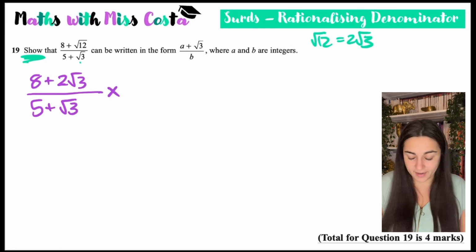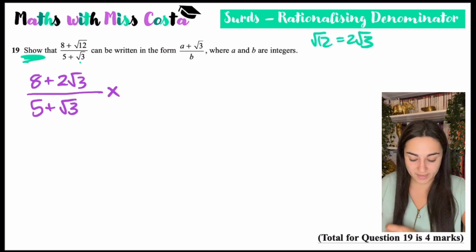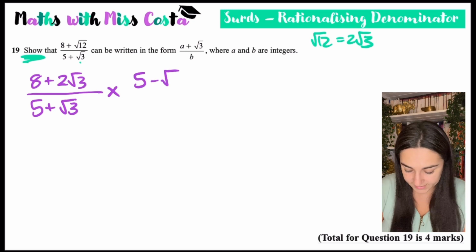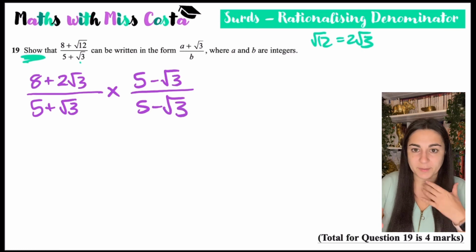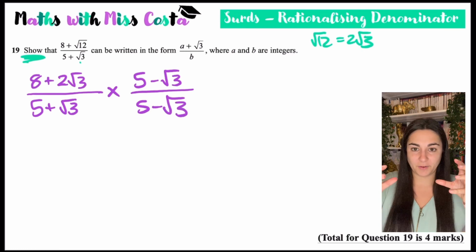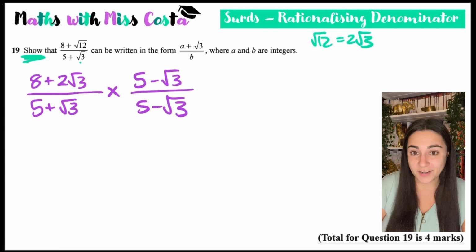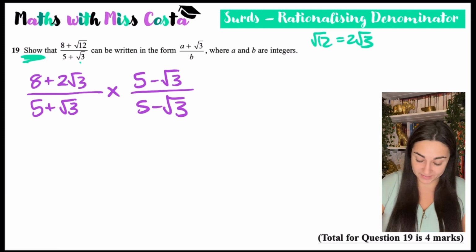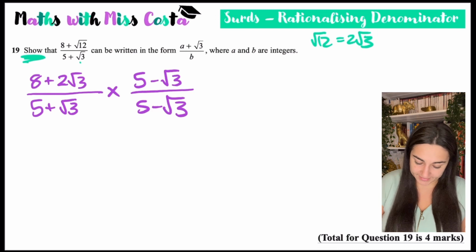And to rationalize it, like I said, if there's two terms on the denominator, then you do the inverse. So that would be 5 take root 3 over 5 take root 3. And the reason you do that is because when you're expanding brackets, if you have one that has a positive, one that has a negative, the two middle terms cancel out. So you're getting rid of your surd basically. Remember, when you're rationalizing, you multiply both the numerator and the denominator by whatever you've chosen because you want to keep the fraction equivalent.